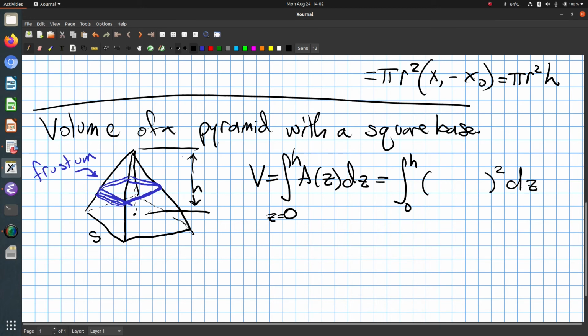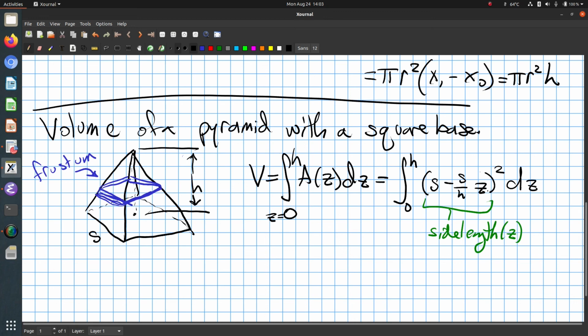And in particular, when z is equal to 0, it is s, and when z is equal to h, it is 0 that we're squaring. This quantity is the side length as a function of z. All right, so how do we find that? Well, it's a linear kind of thing. It starts out at s, and it decreases with increasing z, and by the time we get to h, we've lost all of our s, so that is the formula.